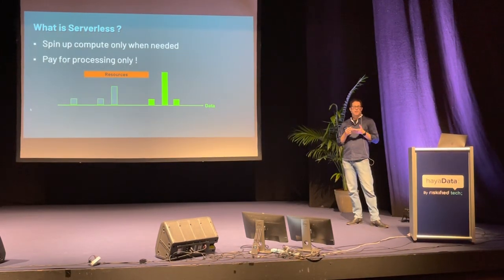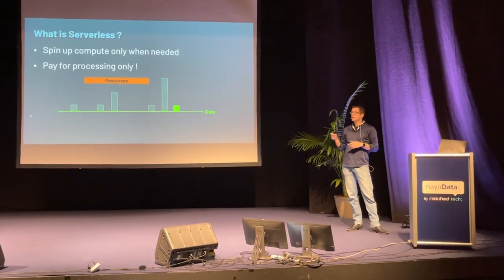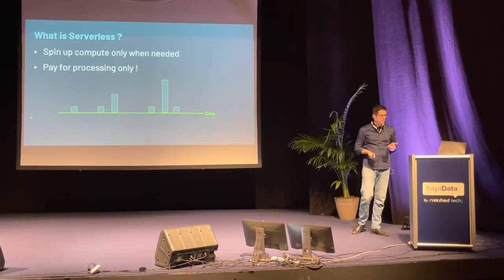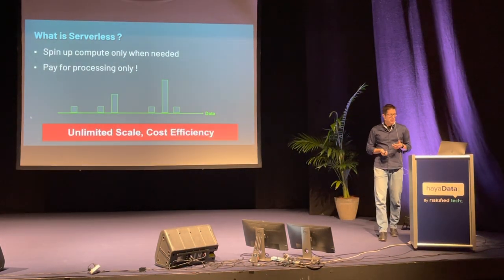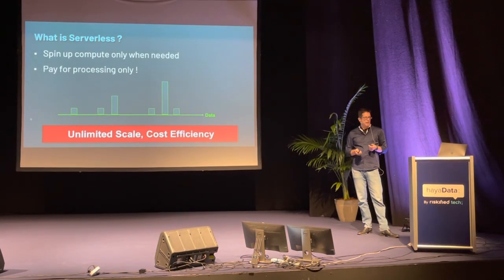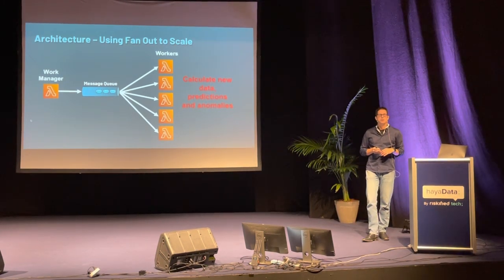The resources spin up, do the work, spin down, and you can see that in all these idle periods in between, nothing is working. We're not paying for anything, which is really, really great. So we get unlimited scale and cost efficiency from this. Let's see how we implemented the architecture to do this with our anomaly detection system.